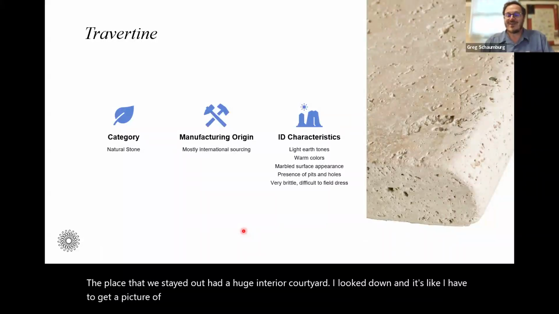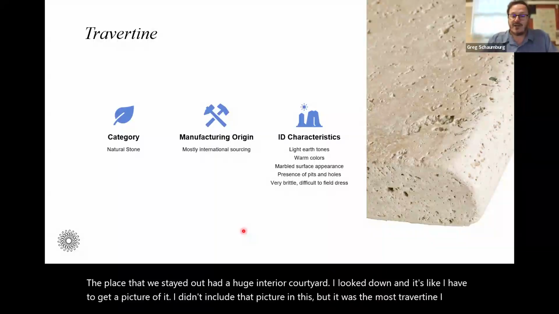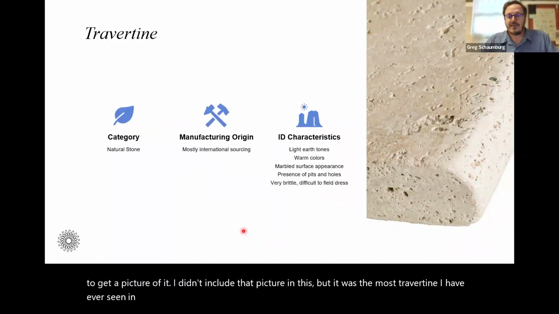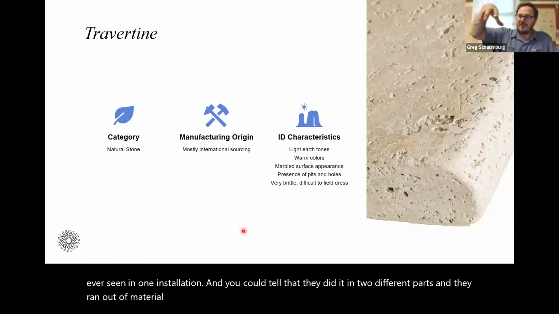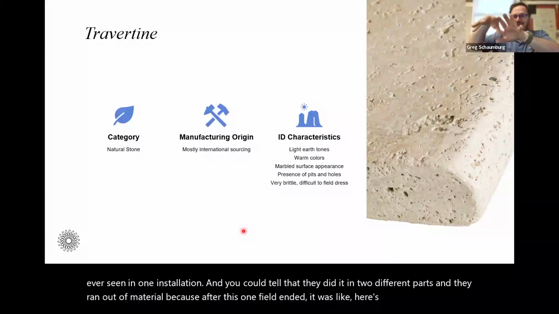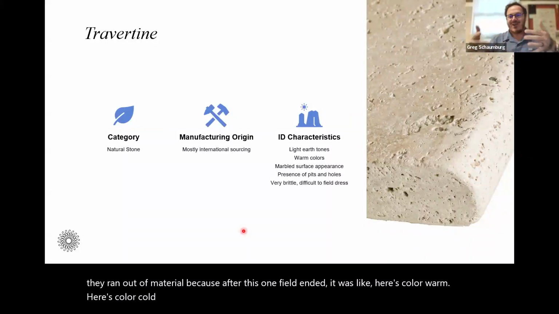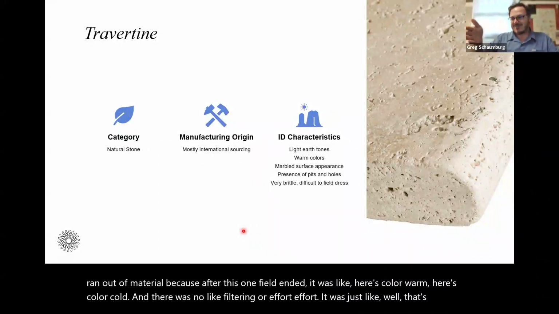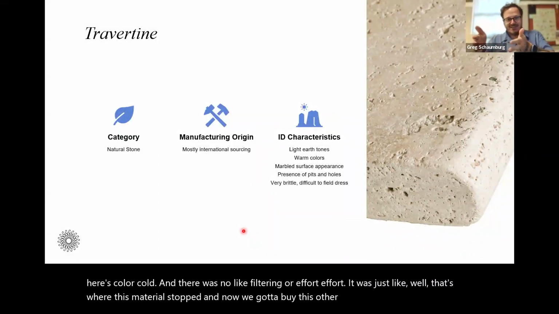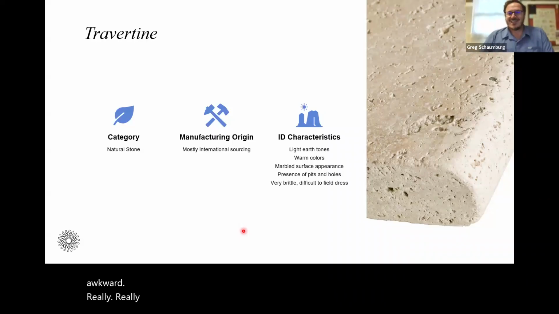I didn't include that picture in this, but it was the most travertine I have ever seen in one installation. And you could tell that they did it in two different parts and they ran out of material, because after this one field ended, it was like, here's color warm, here's color cold. And there was no filtering or effort. It was just like, well, that's where this material stopped. And now we got to buy this other stuff. And it was a really awkward transition as you looked at the material.